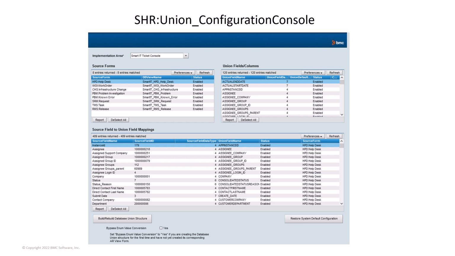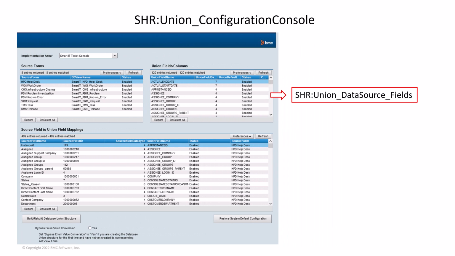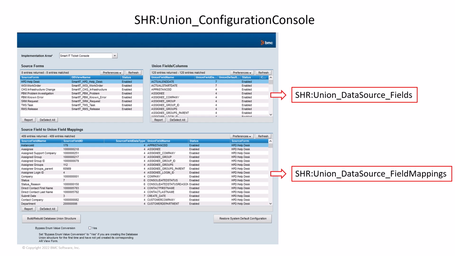Using this functionality, adding a custom field as column in the Smart IT Ticket Console view is now as simple as adding a record in the SHR Union Data Source Fields form to register the new custom column name or union field, then adding one record for each request form of which we need to map the new union field to in the SHR Union Data Source Fields Mappings form, followed by a rebuild of the database views.